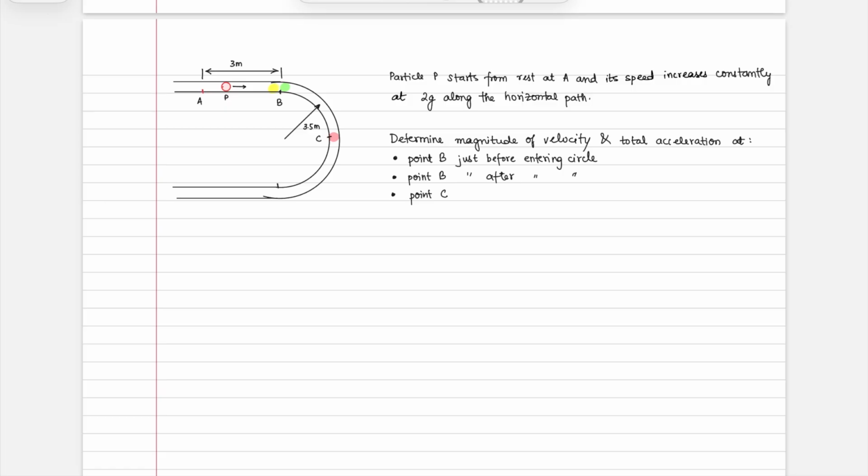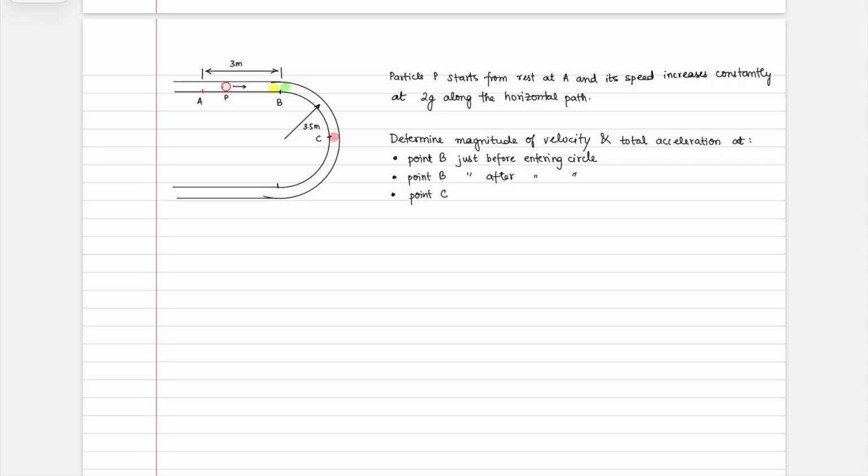So this here is the question. You have this horizontal path, which means that we're viewing this from the top view. There's a particle that's starting at position A at rest, and its speed is increasing constantly at 2g along the horizontal path. What is the meaning of 2g? It is 2 times gravitational acceleration in meters per second square. You can use 9.81, or in this question, I think I'm going to use 10 meters per second square as g, just for the sake of calculation and writing down the numbers.